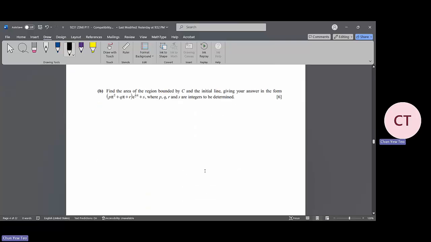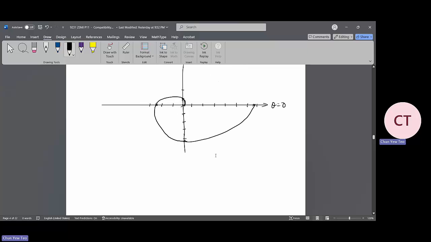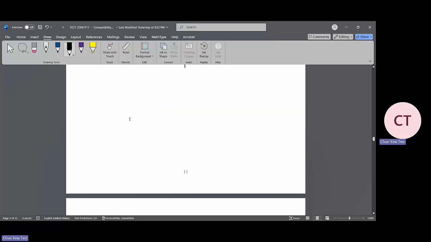Moving on, we have 5B. Find the area of the region bounded by the initial line and the curve, giving your answer in this form, where P, Q, R, and S are integers to be determined. Actually, this is the initial line. Bounded by the curve means we are looking for the whole area here. So we need to integrate the formula half r squared d theta, from 0 to 2 pi.